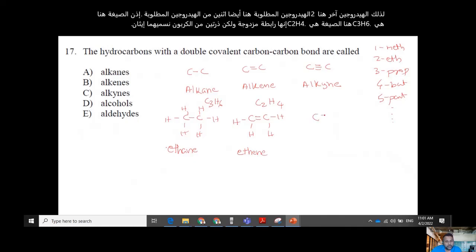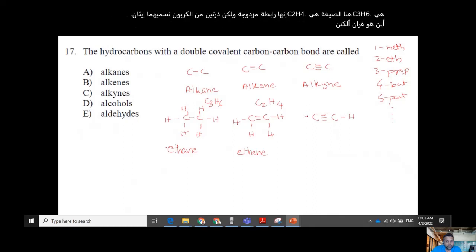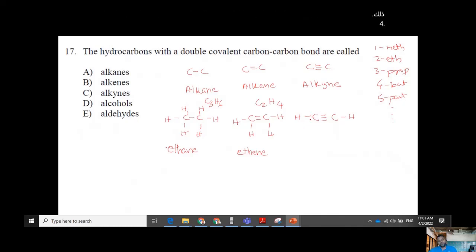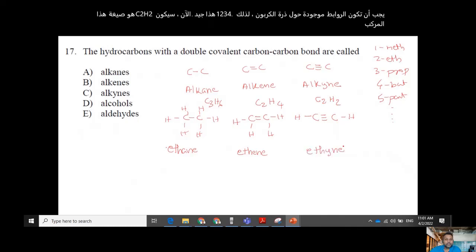Whereas for an alkyne, there is a triple bond, so already 1, 2, 3 have gone. Just 1 hydrogen is required to satisfy the octet, so 4 bonds must be present around each carbon atom: 1, 2, 3, 4. That's fine. Now C2H2 would be the formula for this compound. This is called ethyne. So remember, a carbon double bond is always in alkenes.